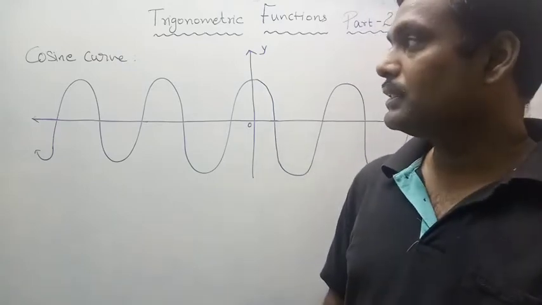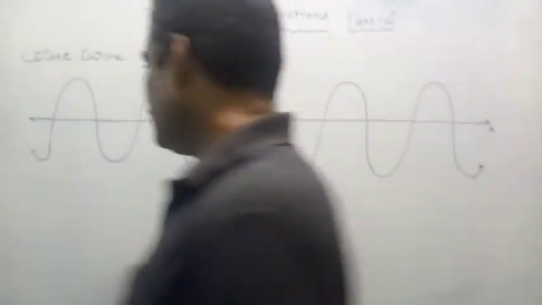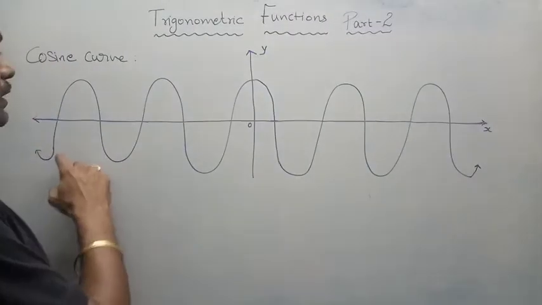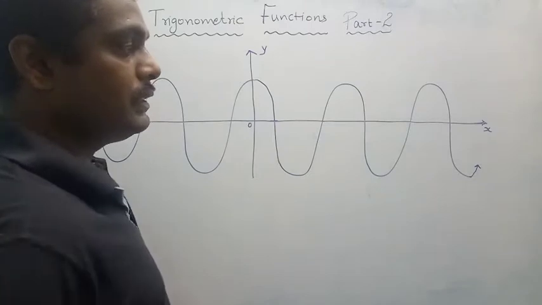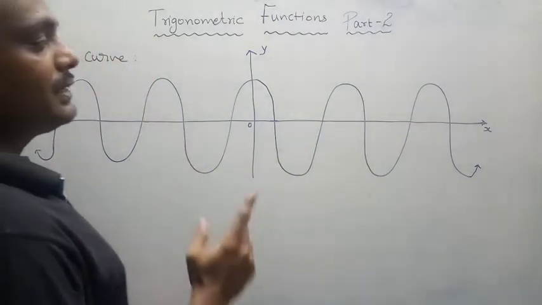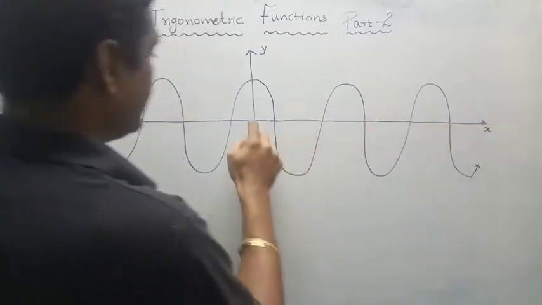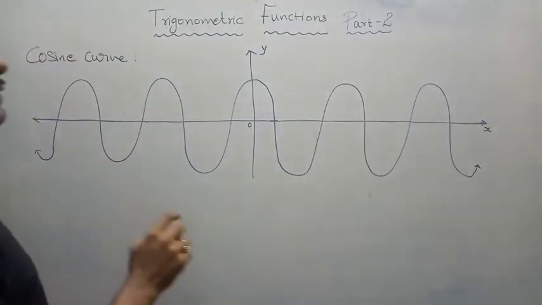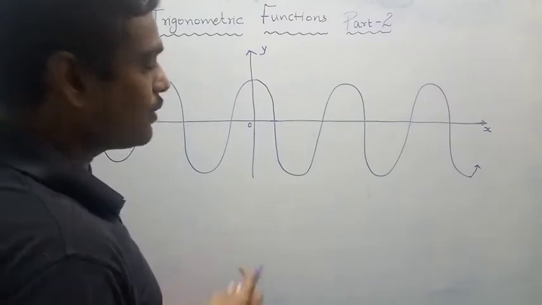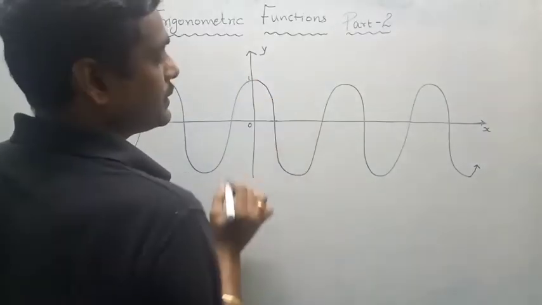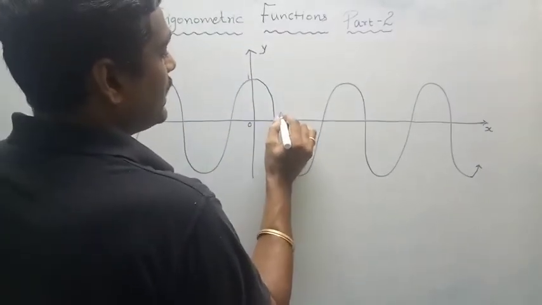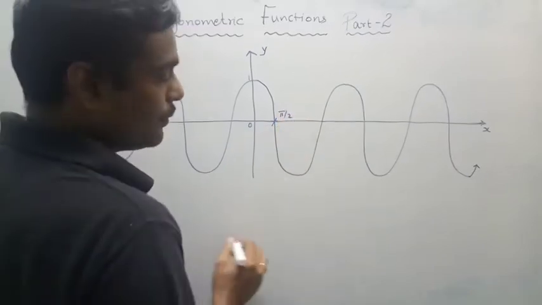Very first we will discuss the cosine curve. Let us see this curve. This is the structure of the cosine curve. It's in a wave motion, but the sine curve starts from 0 and goes like this, okay. But the cosine curve starts from the top because cos 0 degree gives 1. Cos 90 degree gives 0.